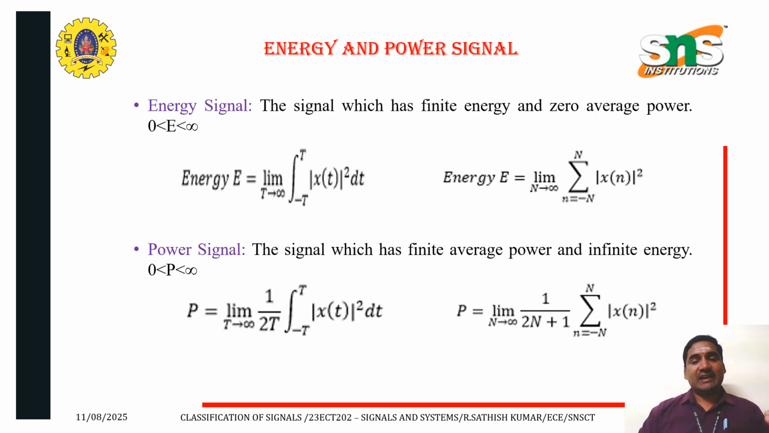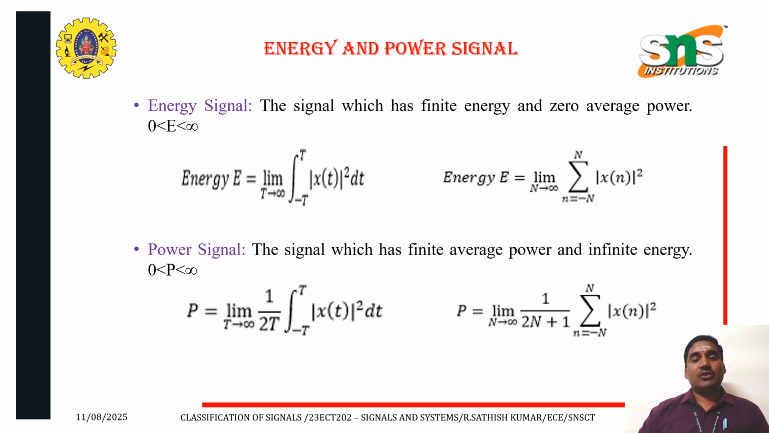Next one, energy and power signal. The signal which has finite and non-zero energy and zero average power is nothing but an energy signal. Energy in continuous time is the limit as T tends to infinity of the integral from minus T to plus T of x of t the whole square dt. In discrete time, it is the limit as N tends to infinity of the summation from n equals minus N to plus N of x of n the whole square.